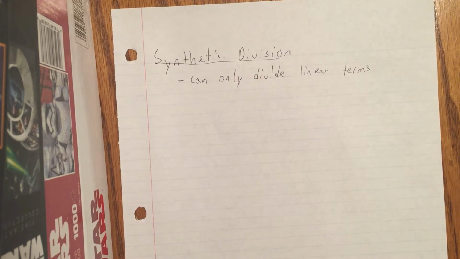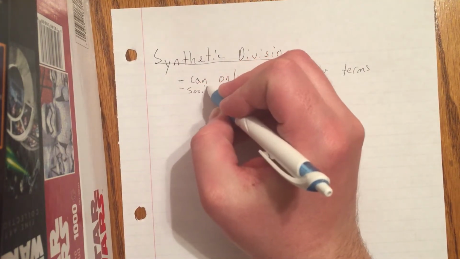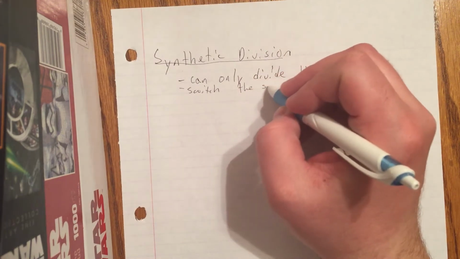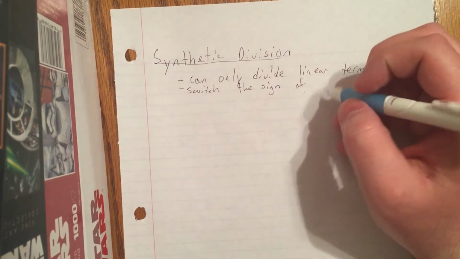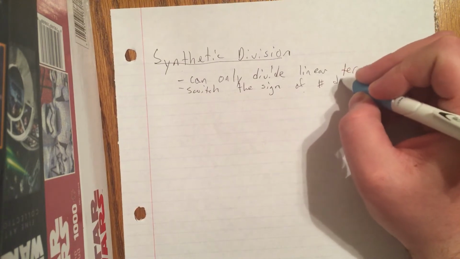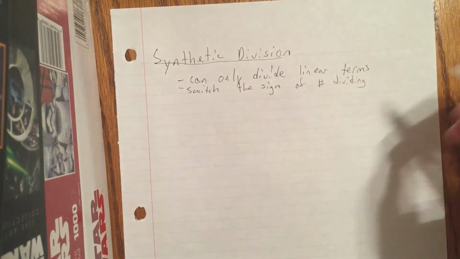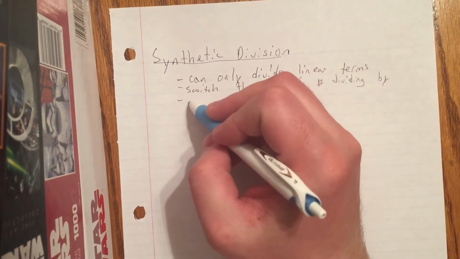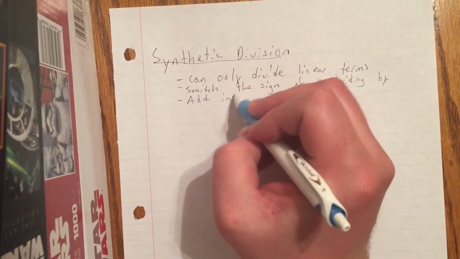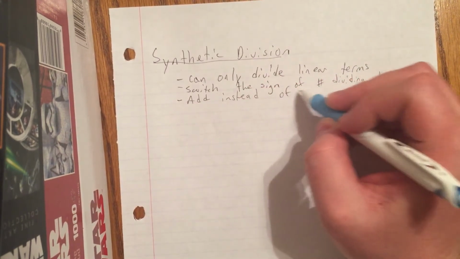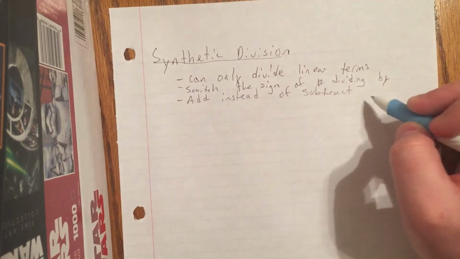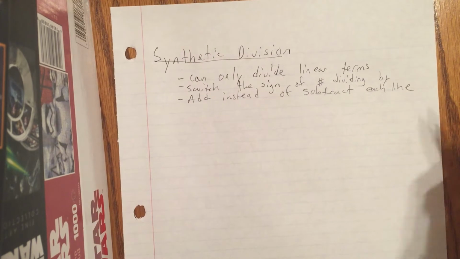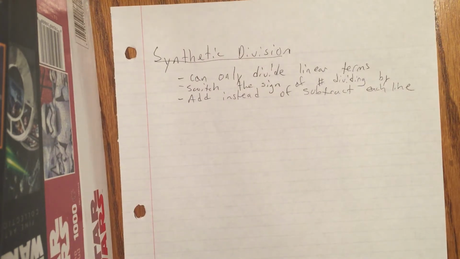And synthetic division also, you're going to need to switch the sign of the number you're dividing by. And we'll talk about that in a little bit. And then you'll also need to add instead of subtract each line. So in long division, we subtracted each line. In synthetic, we're going to add each line. Okay, so let's go ahead and do an example here.